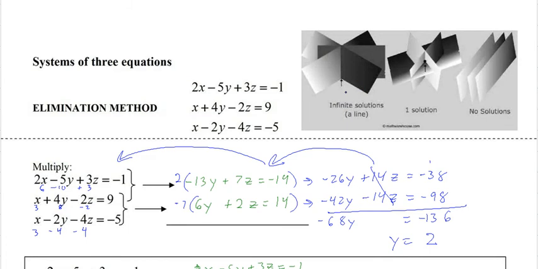And the same rules still apply as before. You could also have one solution, which is what we're getting, and you could have no solution where they don't intersect. These will still come up with false statements. These will come up with true statements. And this will come up with an actual answer.